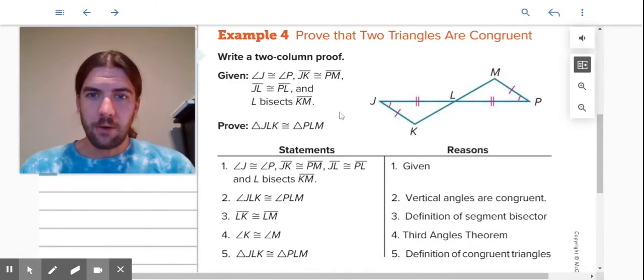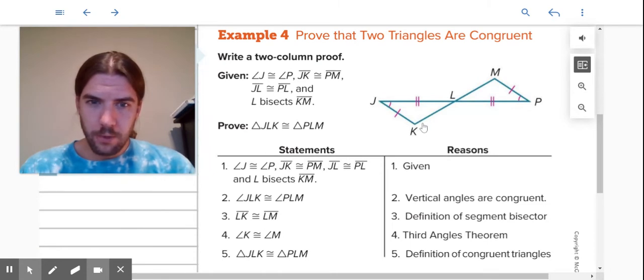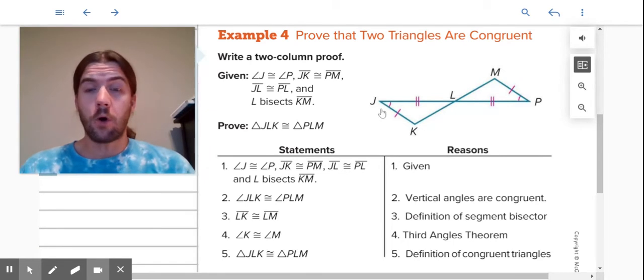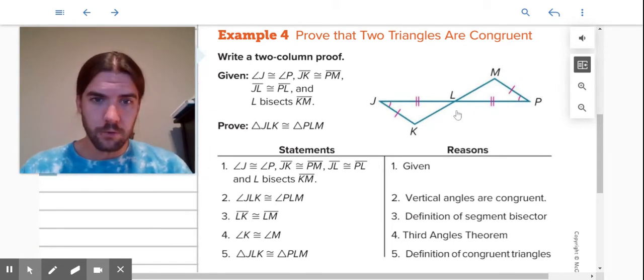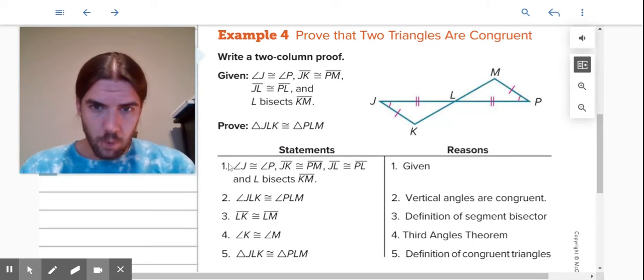Okay, and L bisects KM. So L is right in the middle of K to M. Now prove that triangle JLK is congruent to triangle PLM. Well, to prove that, basically we need to prove that the remaining angles, M and K, are the same. We need to prove that angles inside here are the same, and we need to prove that these side lengths are the same, right? We need to prove that all of the sides are congruent and all of the angles are congruent. Okay, so these are all our given statements.